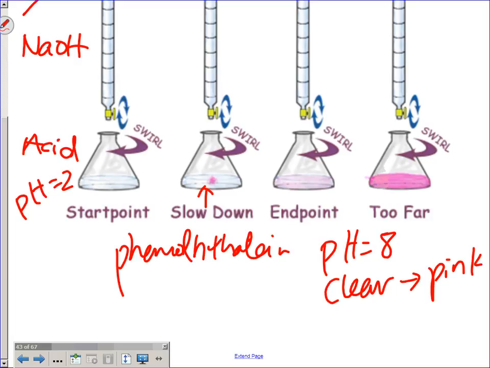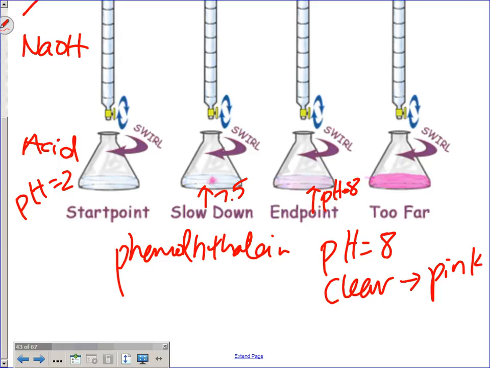What do you think is happening? What pH are we approximately at right here, if we know that it's going to change at 8? Maybe 7 or 7.5, something like that. Okay, you wouldn't know that, but the indicator is telling you that. And then you see that light pink, that's really good. That's probably right at pH of 8 or so.